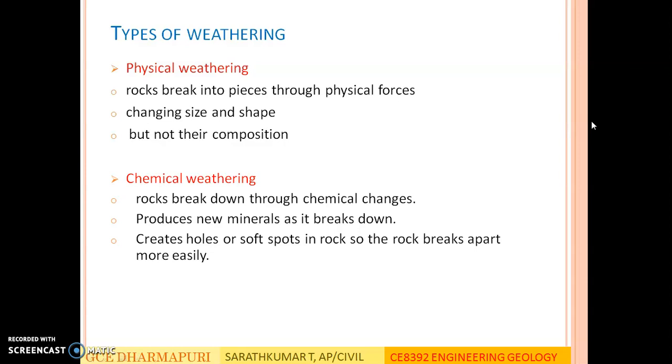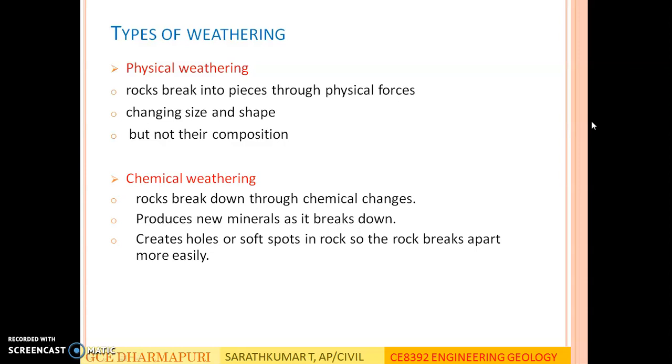Chemical weathering. Here the rocks break down through chemical reactions. There are no physical forces present. In chemical weathering, new minerals are formed as the rock breaks down. It creates holes or soft spots in the rock so that the rocks break apart more easily.